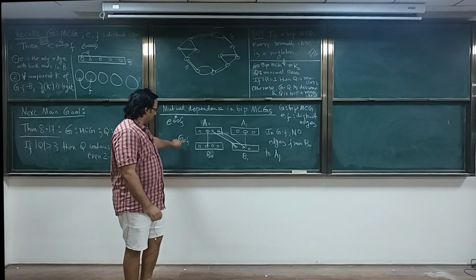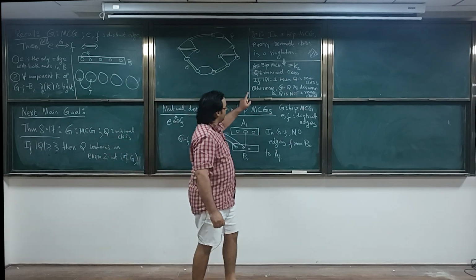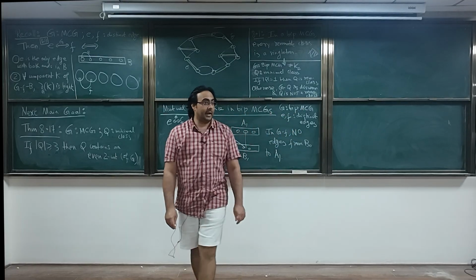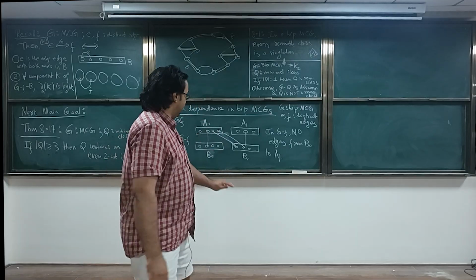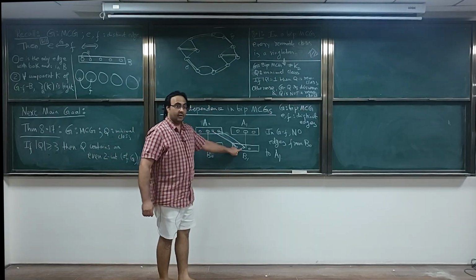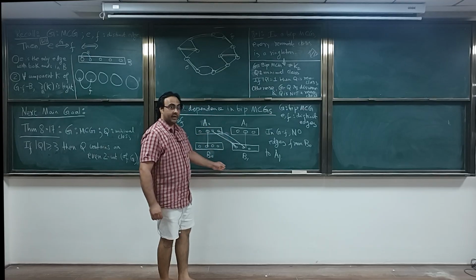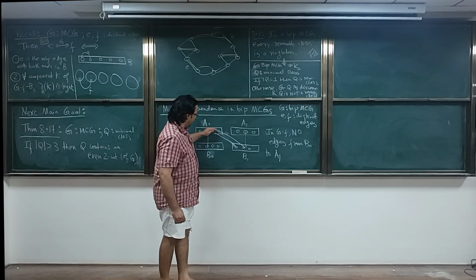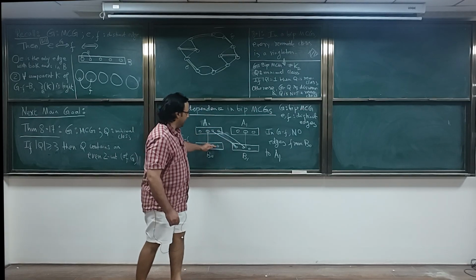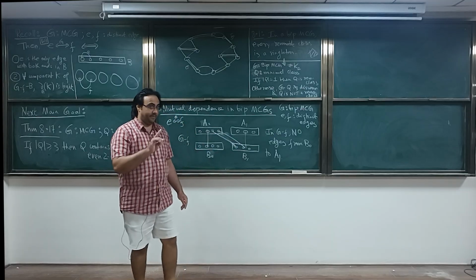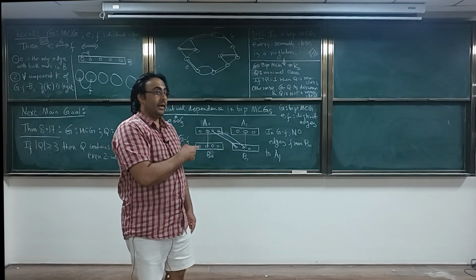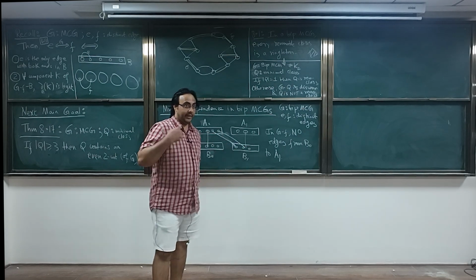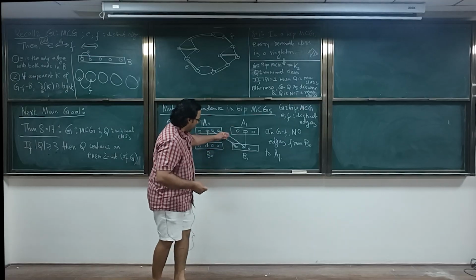But since I've deleted only one edge and my graph is not K2, because I have two distinct edges, my graph is still going to be connected. So there will be at least some edges from here to here. It can't be that there are no edges in this cut. There have to be some edges and they all go from A0 to B1. There are no edges from B0 to A1 after I delete F. So where is F? F has to go like this. Otherwise these edges would be unmatchable even in the graph G.